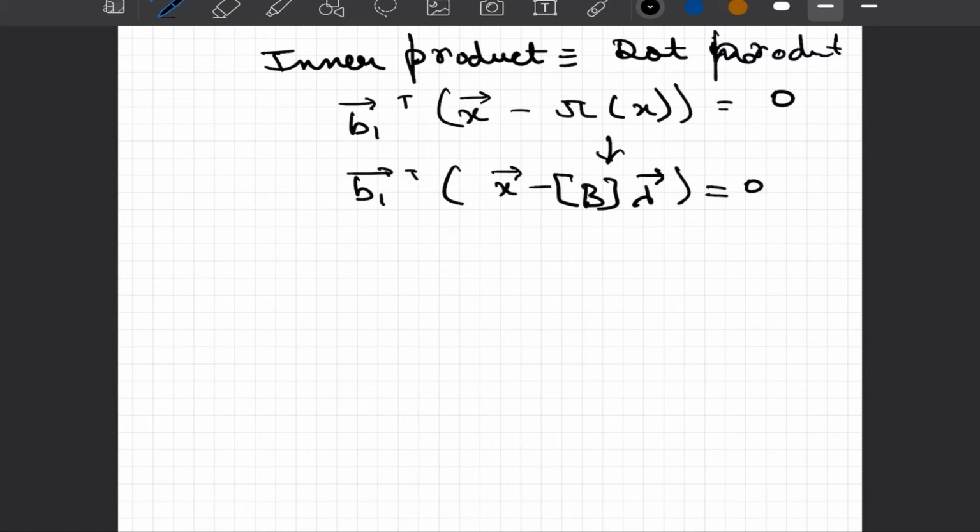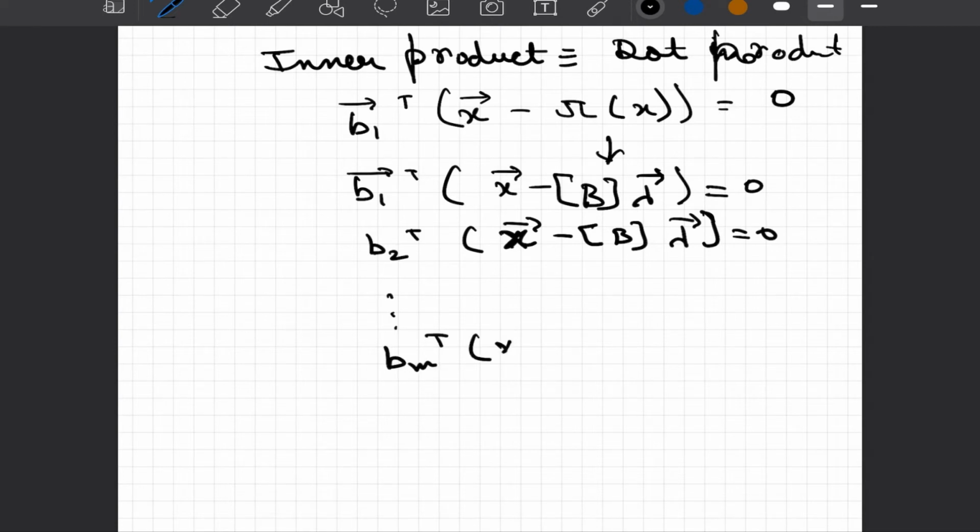Even for the other vectors, since we are saying that the difference of the original vector and the projection, when multiplied by individual bases, should be equal to 0 for the condition of orthonormality or orthogonality, we can write this as b2 transpose (x minus b lambda) equal to 0, all the way till bm transpose (x minus b lambda) equal to 0.